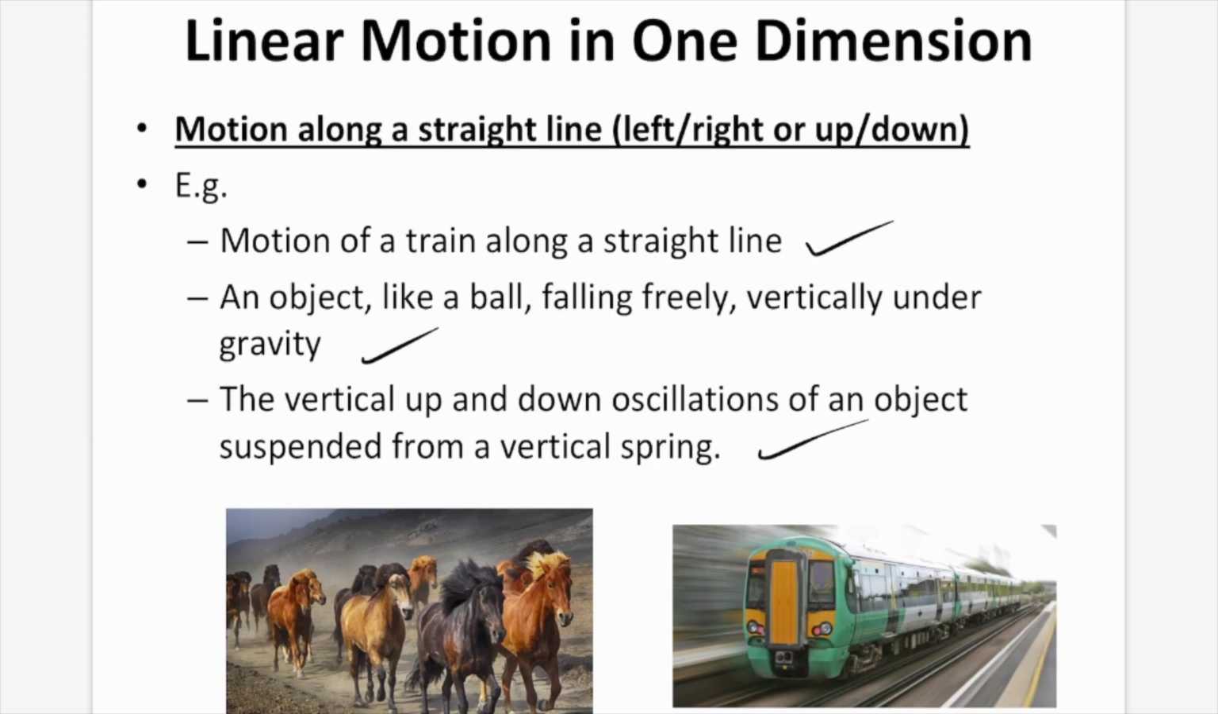But as the example shows here, falling freely, that would be under the influence of gravity, and in that case it's going to accelerate downwards at 9.8 meters per second squared. So we're not going to have a constant velocity as there's acceleration present.